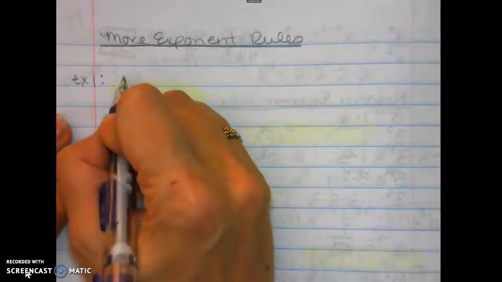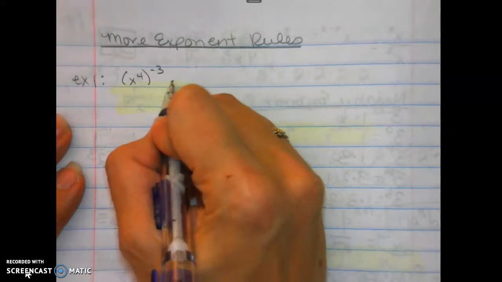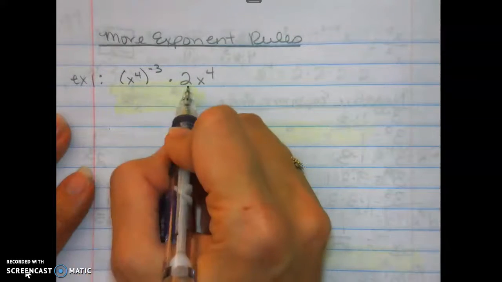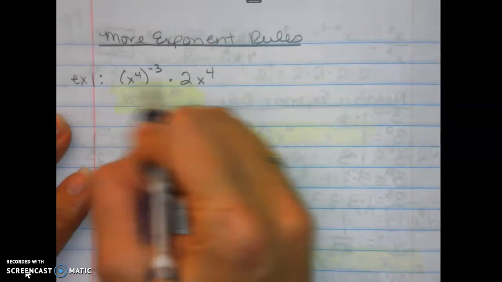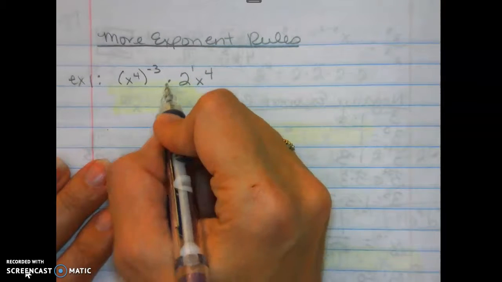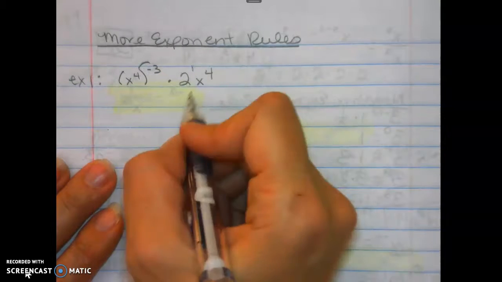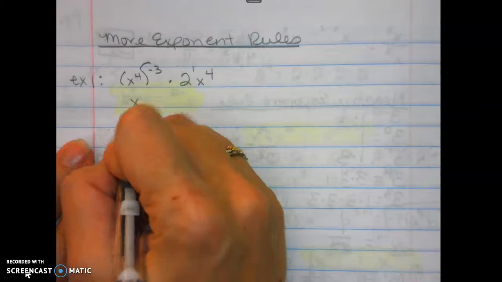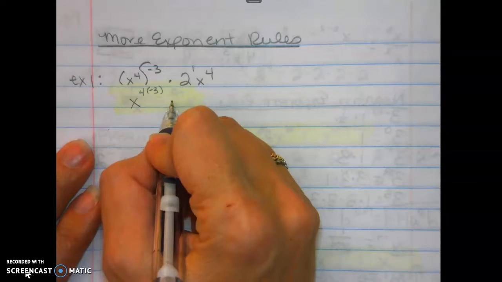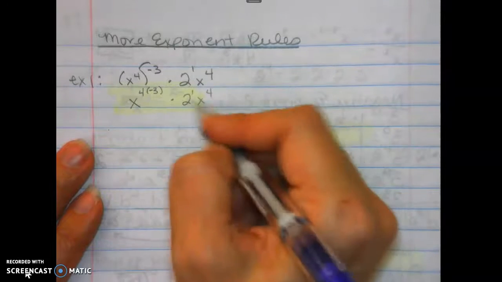So example 1: (x to the 4th) to the negative 3rd, times 2x to the 4th. We did talk about last class, so notice that the 2 is the only 2 that we have. This is technically 2 to the 1st power, and we do not have another one of those bases. We also have a power to a power here, so we can multiply. I'm going to write it out so you can see 4 times negative 3, and then times 2 to the 1st, x to the 4th. I'm going to break this into steps.